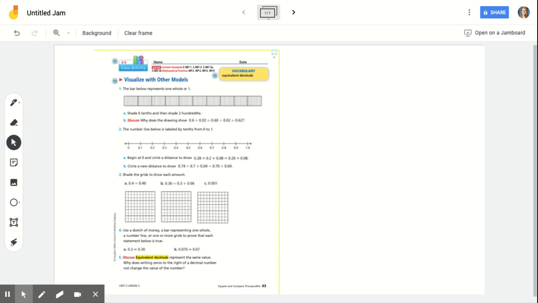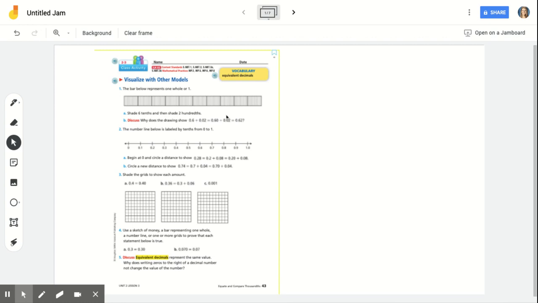In this lesson, we're working on lesson 2-3, which is unit 2, lesson 3. And in today's lesson, we are going to do two things. We're going to be visualizing decimals using models, and we're also going to be comparing fractions.